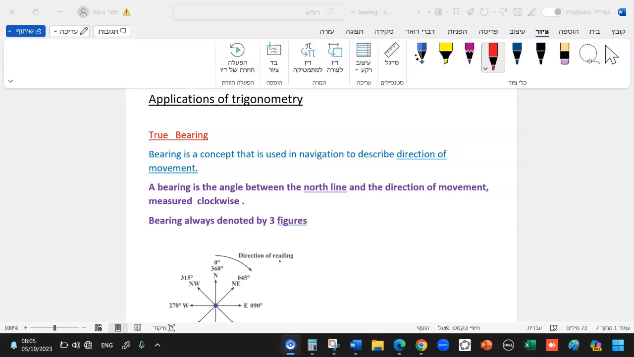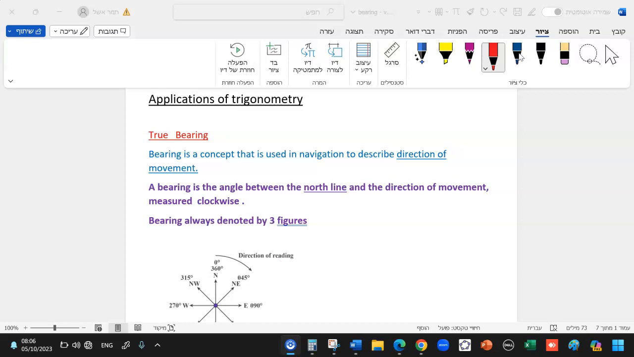In ancient times, it was easier to find the north by stars or by compass, and so it was easy to describe the direction of movement relative to the north. The bearing will always be denoted by 3 figures, even if we only have 2 figures or 1.